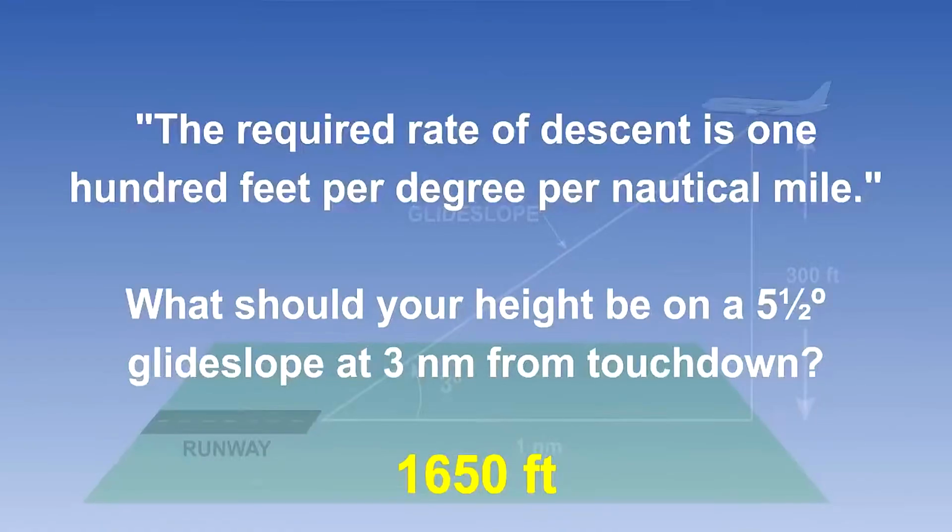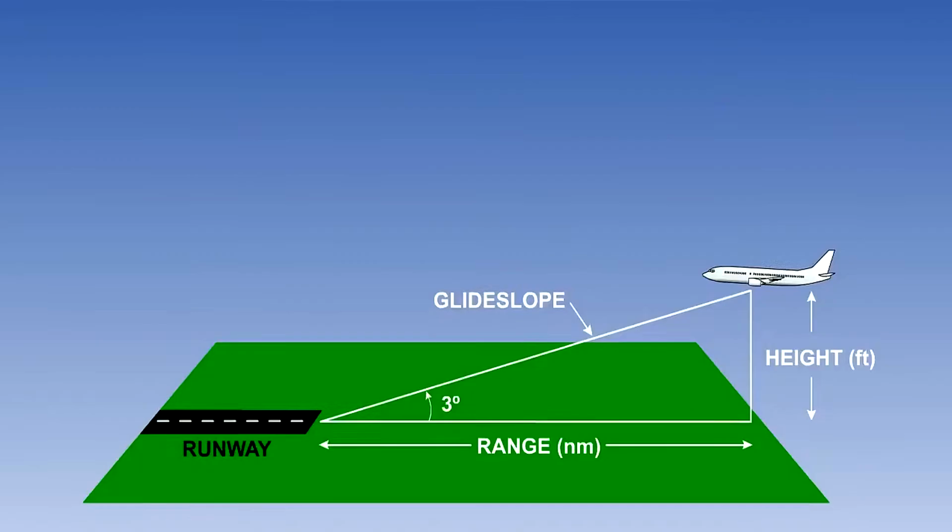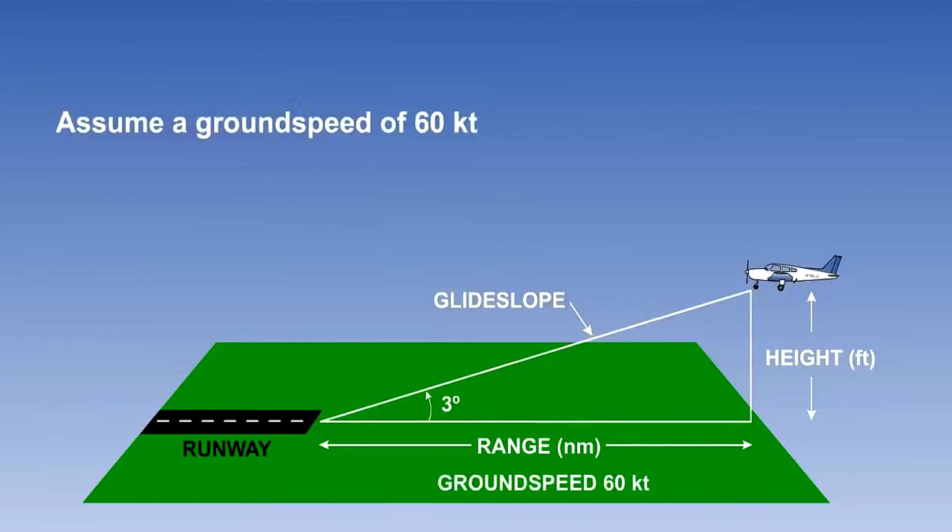Now let's calculate the required rate of descent on a 3-degree glide slope for a given ground speed. If we were in a Cessna 150 or similar, our airspeed on the approach would be about 70 knots. Assume a slight headwind. After all, that's why you select one particular runway over another. And a typical light aircraft ground speed is 60 knots on the approach.